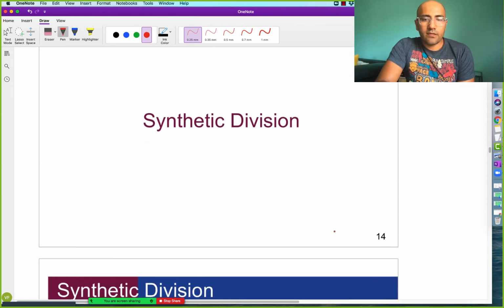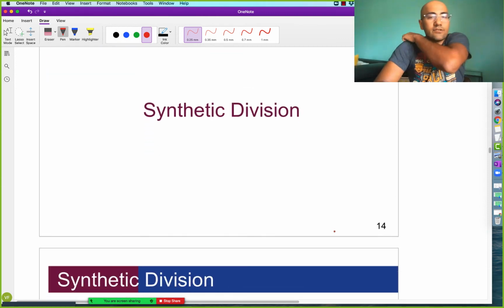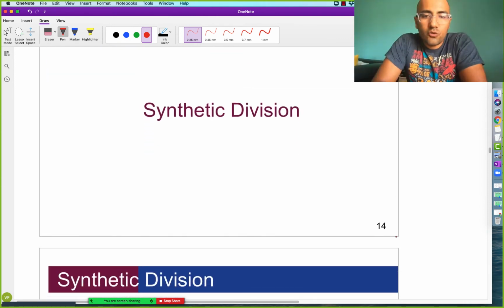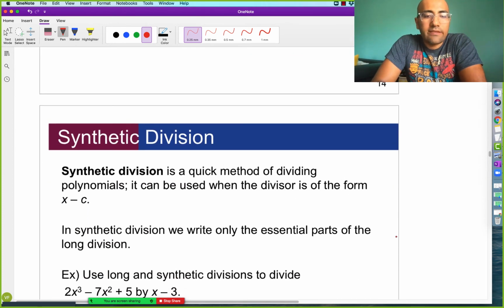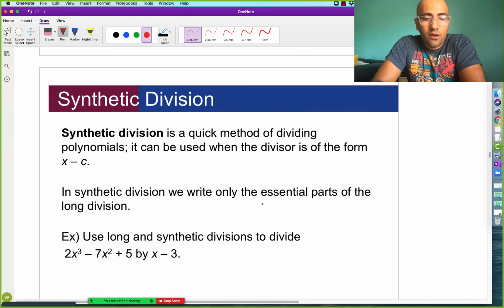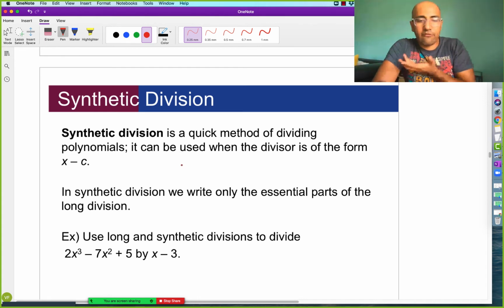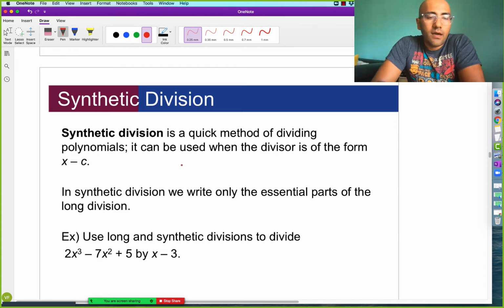Okay, so let's take a look at synthetic division. Synthetic division is a shortcut of long division that only applies when the divisor is of the form x minus c. If it fits this form, then we can use synthetic division. If it doesn't fit that form, then we can't use it, and you're going to have to do it the long way. That's a common mistake people make. They try and force synthetic division onto something that doesn't apply.